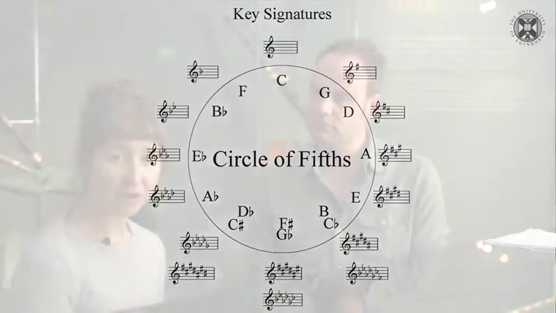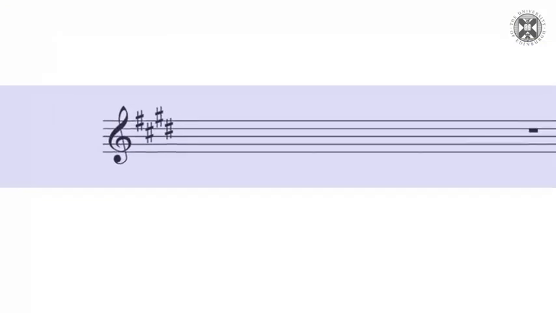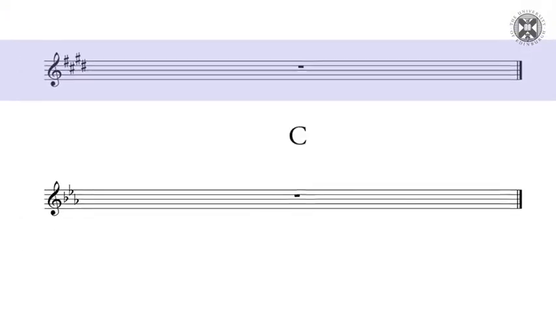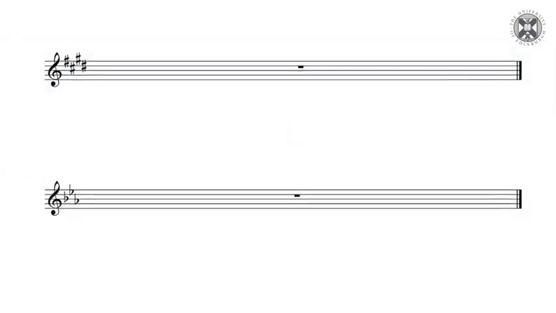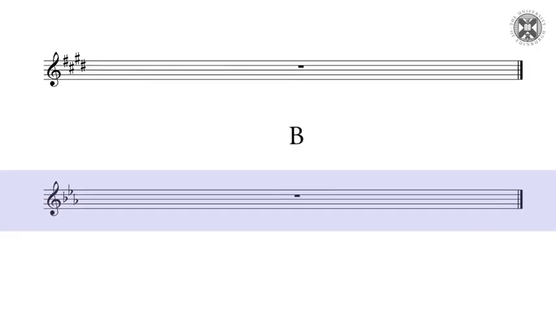So we now know that if you see a key signature at the start of a piece of music and it's got 4 sharps in it, those 4 sharps have to be F, C, G and D. And we know that if you see a key signature with 3 flats in it, they're going to have to be B, E and A.